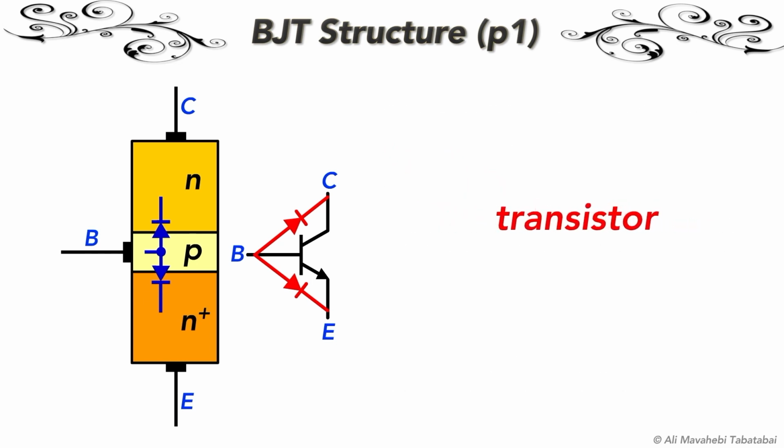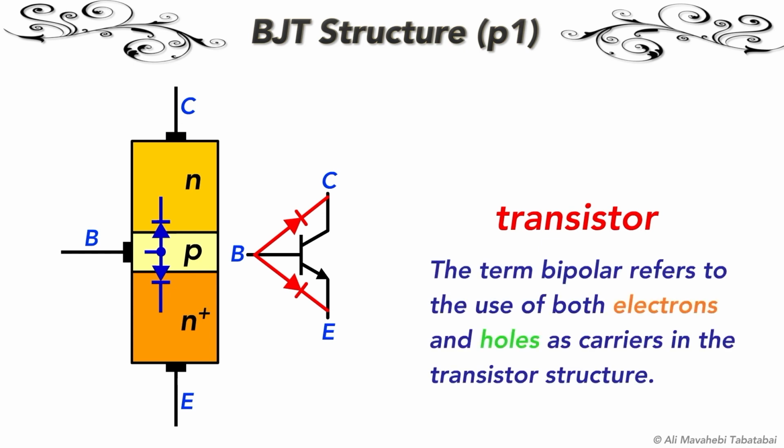And why is it named bipolar? The term bipolar refers to the use of both electrons and holes as carriers in the transistor structure. Bipolar is an abbreviation for two polarities. Later you'll see how both electrons and holes participate in the current conduction process.